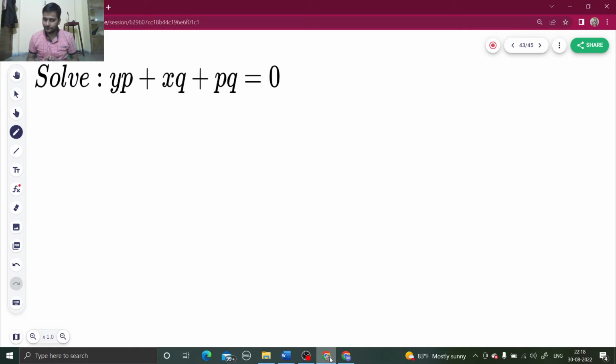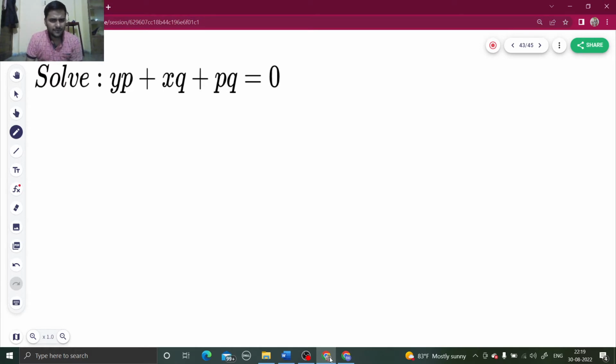My motive is to solve this by the standard form, not by Charpit's method. Charpit's method can also be used to solve this question, but let's use the standard form so that we learn both tools for our exam. In the exam, whatever suits you, whatever looks easy to you, you can use that. Okay, so this is the form.